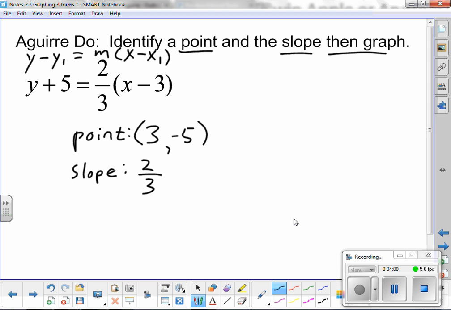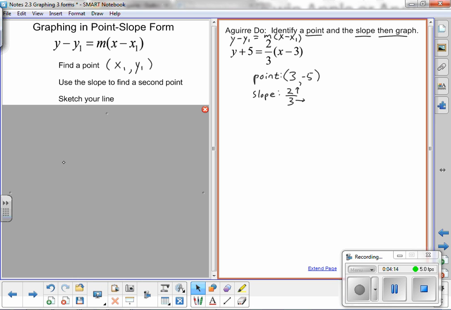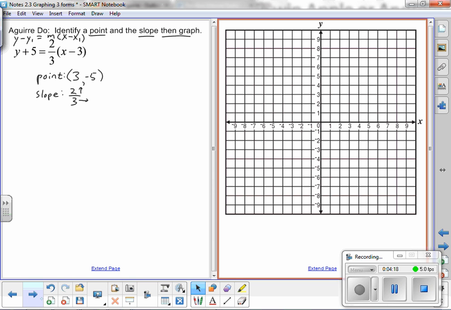So keep in mind, slope is like a map to a second point. So the top number tells you where to go vertically. So that would go up 2 because +2, 3 on the bottom means you're going to go right 3. All right, so let's do a dual page and graph this thing. All right, so starting the graph at your point. So we're going to put this point in right here. So 3, -5 is over 3 down 5. So plotting that point right there.